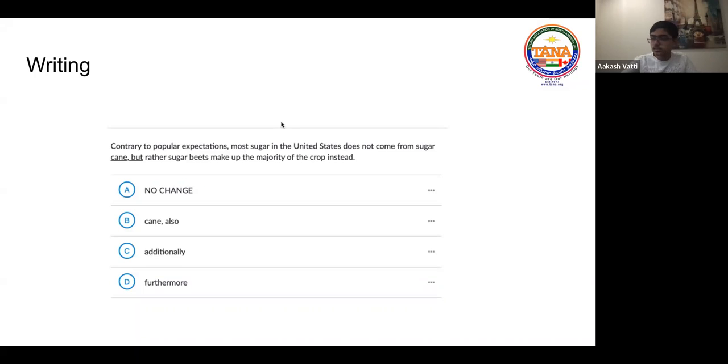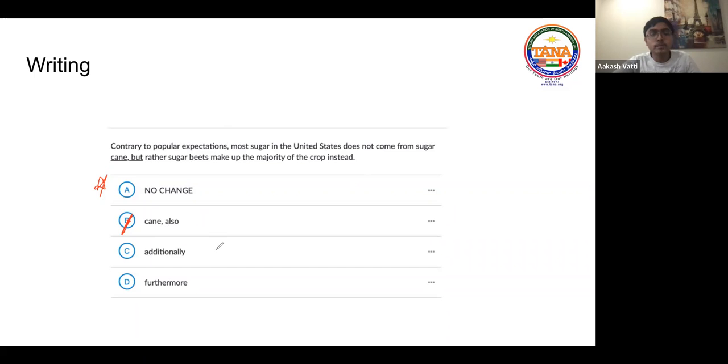All right. So for this question, contrary to popular expectations, most sugar in the United States does not come from sugarcane, but rather sugar beets make up the majority of the crops instead. That looks correct because it says instead of sugarcane, it's sugar beets that give the majority of sugar. Sugarcane also, that doesn't make sense because you're saying instead of the sugarcane, it's sugar beets that make up the majority. Therefore, B can't be correct.